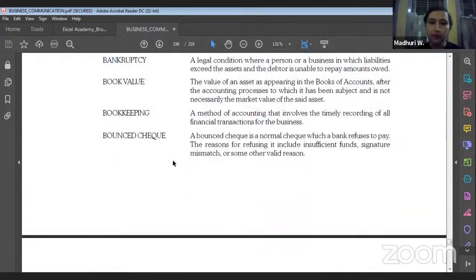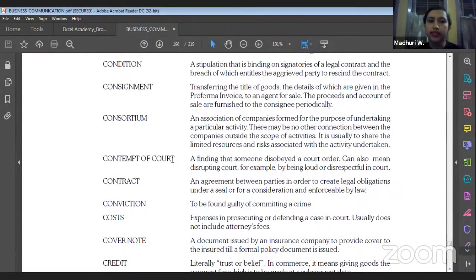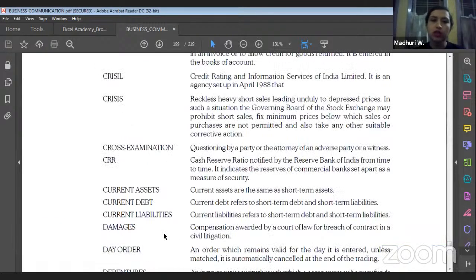So similarly, I would suggest going through this entire list, while focusing on important words like contract, cover note, credit, debit, words like this, which are most commonly used, right? This will help. Okay, so do prepare well. So we'll stop with this for today.